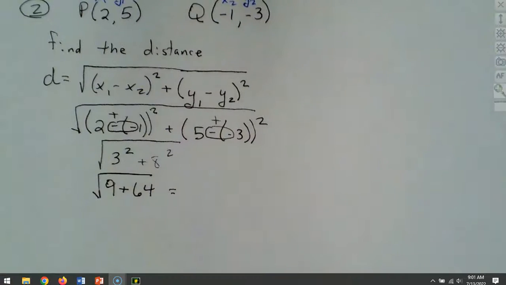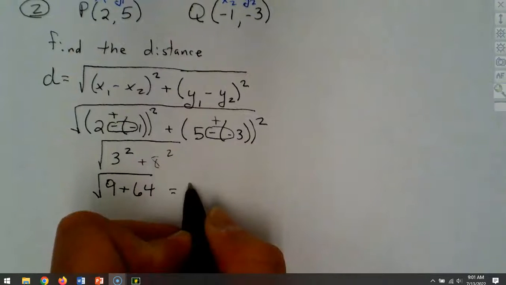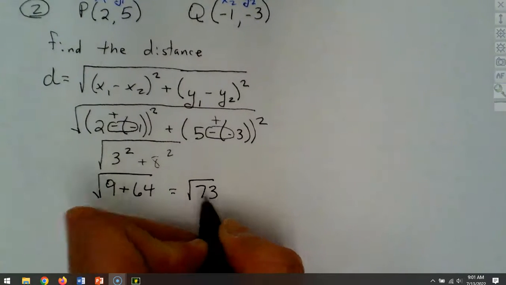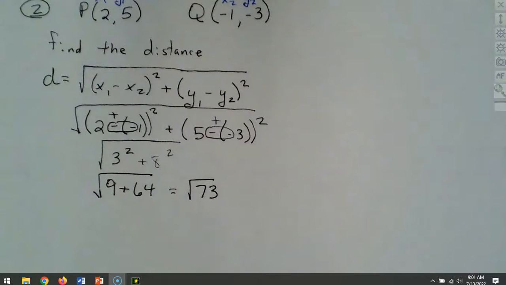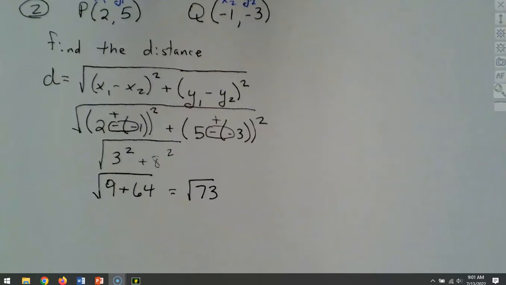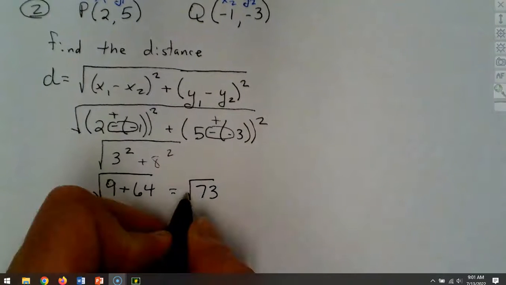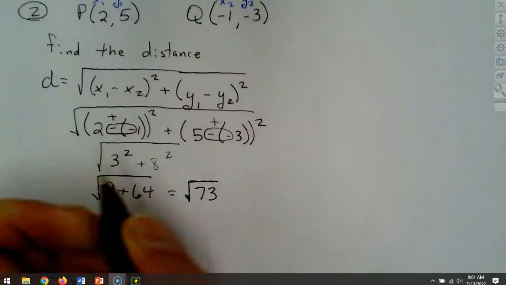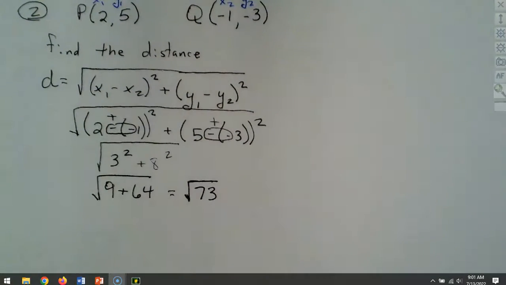Add those together, and we get what? Square root of 73, I believe. And I don't think 73 will break down any. We could try it. But 3 doesn't go in there. 5 won't go in there. 6 won't go in there. 9 won't go in there. 7 won't go in there, so I don't think that's going to break down at all. So your answer on that one would simply be the square root of 73.